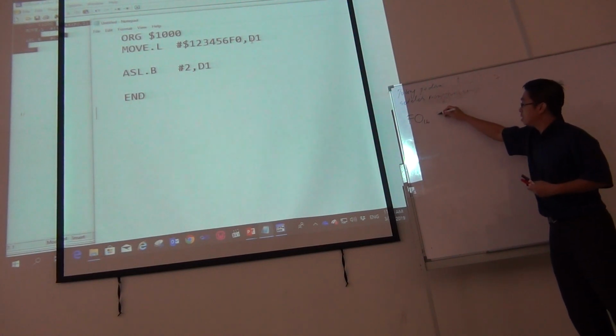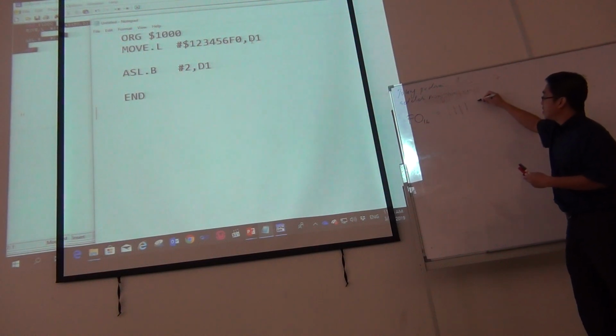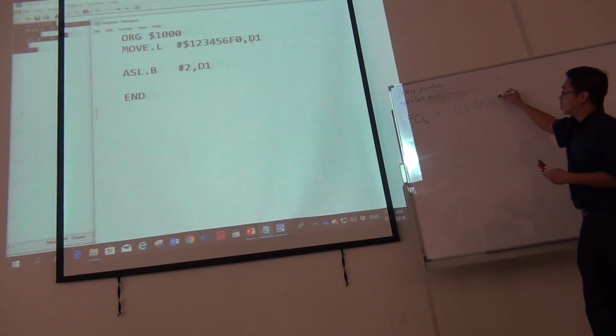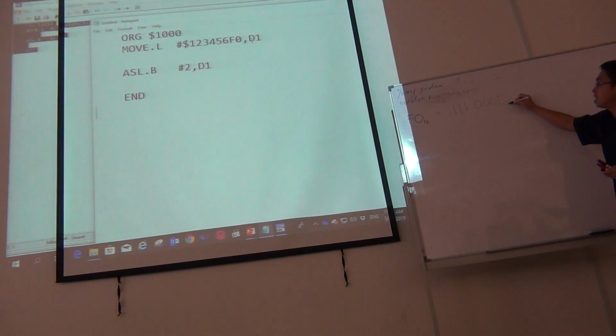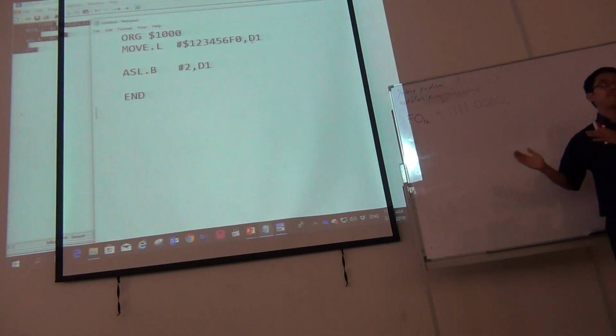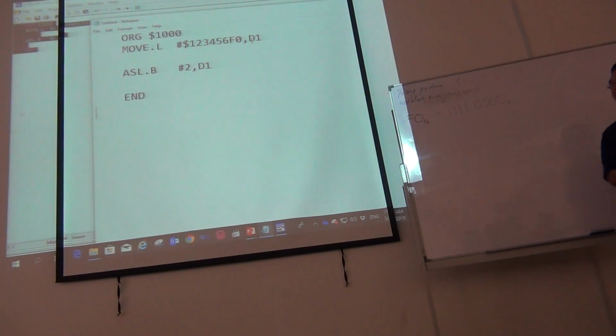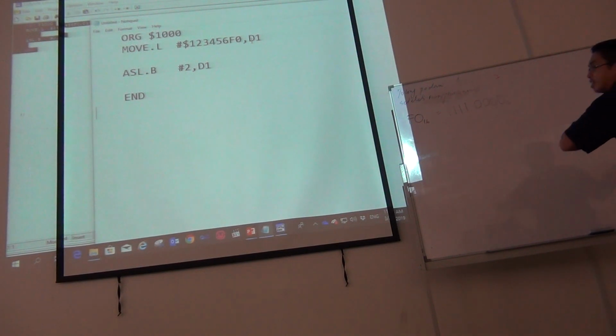F0 means 1, 1, 1, 1, 0, 0, 0, 0. So this is the binary number. So now you have to do the arithmetic shift left. Left, right? Left, left, left, left. Left over here.